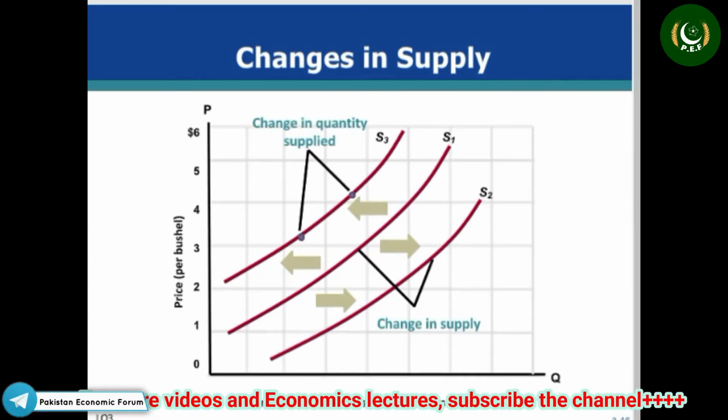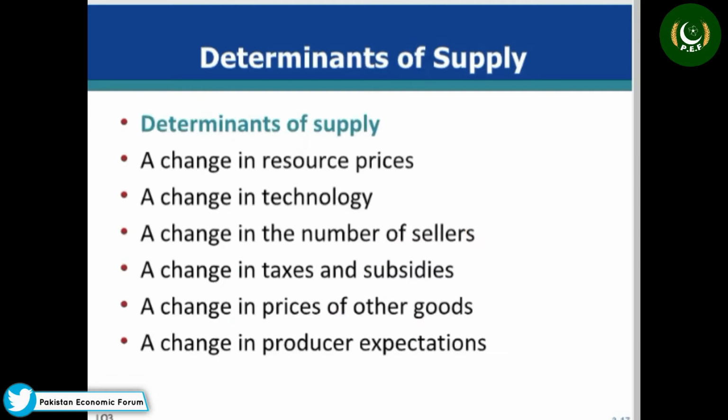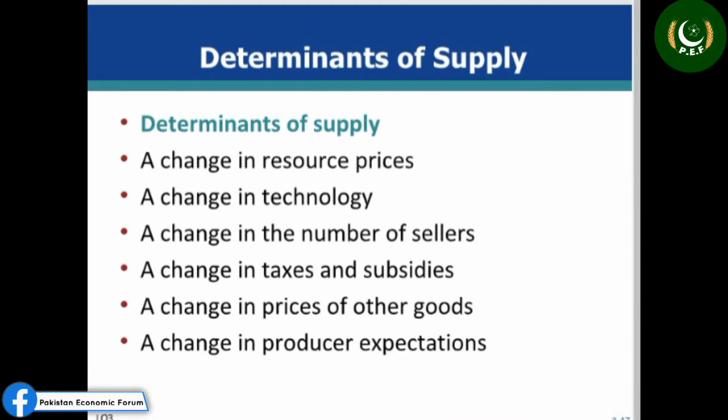These changes in supply are to be distinguished from a change in quantity supplied, which is caused by a change in the price of the product and is shown by a movement from one point to another point on a fixed supply curve. If resource prices, input prices, go up, supply decreases. If resource prices, input prices, go down, supply increases.